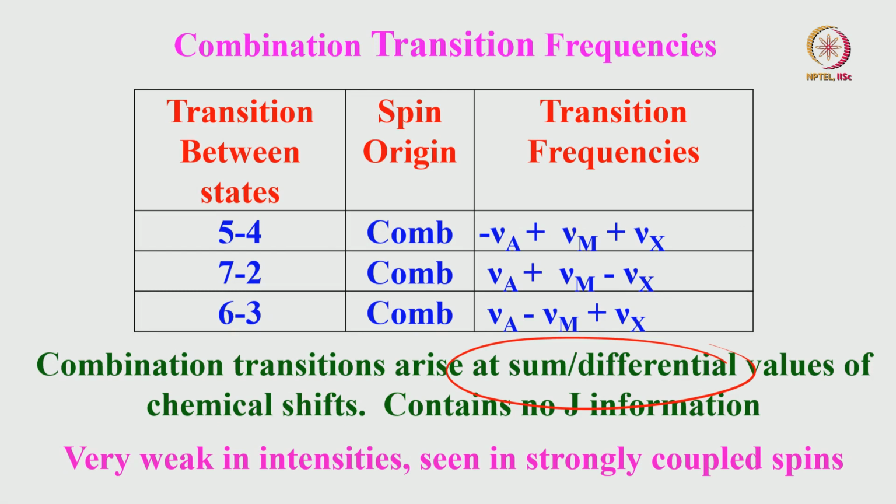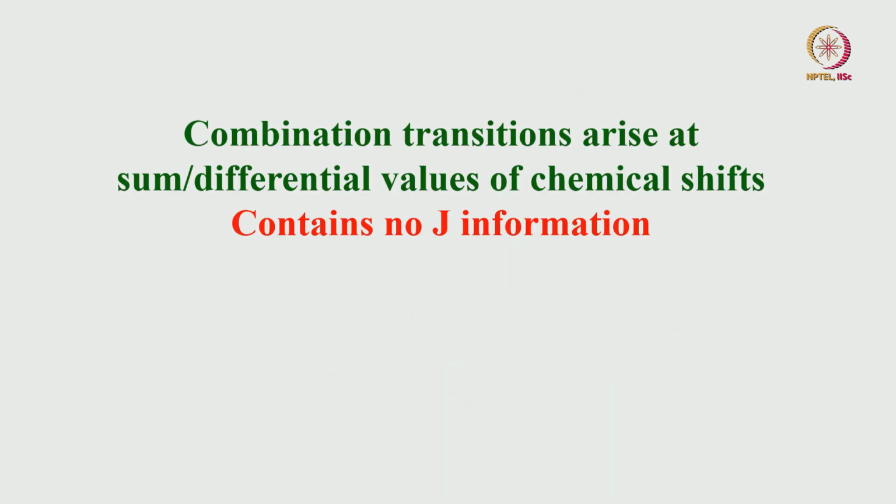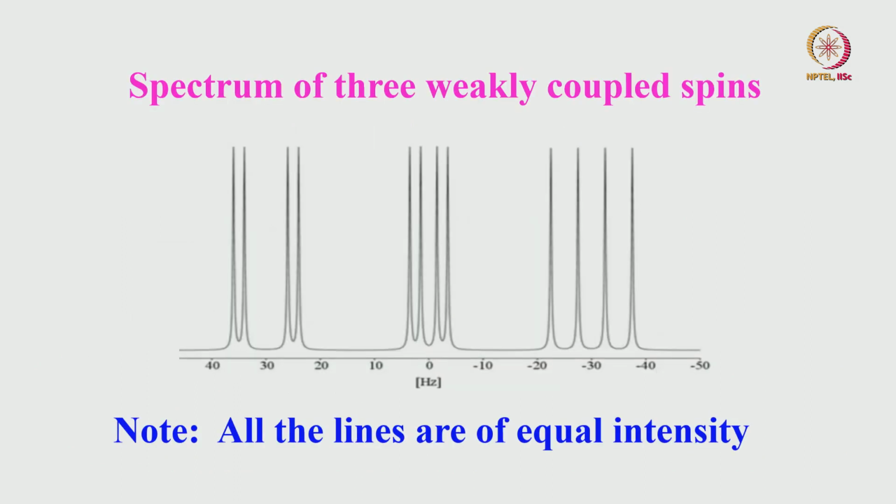That is the reason why when I took the 3 weakly coupled AMX spin system, we got only 12 lines. Only if you analyze ABC, where all three are strongly coupled, you will get 15 transitions including these three combination transitions. So, combination transitions will not give you J coupling information, and that is what we discussed.